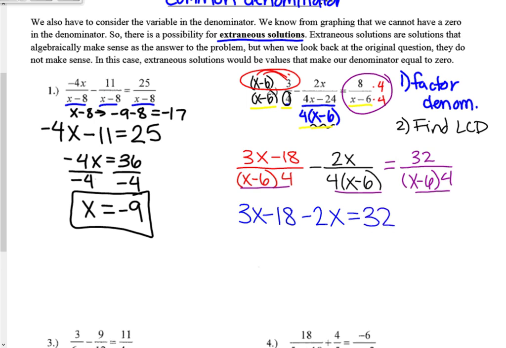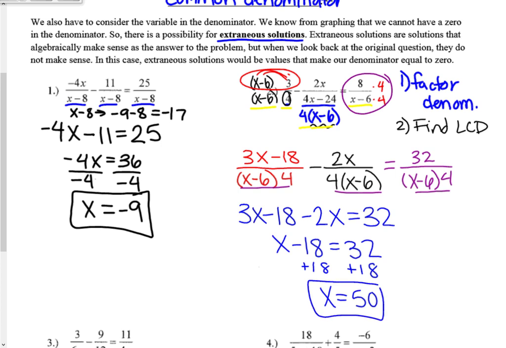Combine your like terms, so 3x minus 2x leaves me with x minus 18 equals 32. And we'll add 18 to both sides, so x equals 50. Go back and check. Make sure if you plug 50 into any of your 3 denominators that it doesn't equal 0. On these, none of them will be 0, so x equals 50 is our solution.